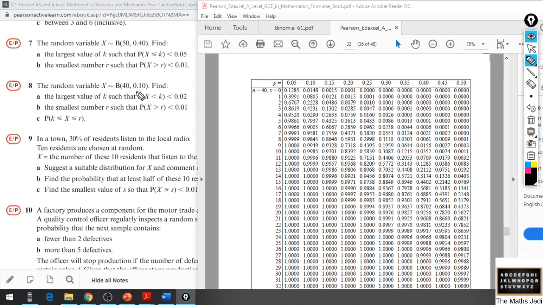So for this part, the largest value of k such that P(X less than k) holds will be 1. For this one, the smallest number r such that P(X more than r), again we're going to use that fact of 1 minus. We're looking for 1 minus 0.01, that's 0.99. So we're looking for where 0.99 occurs. In a similar way to the previous question, we've got two values in question here, these two. We want the one that's more than 0.99, for the same reason as before. So 9 must be our answer here.